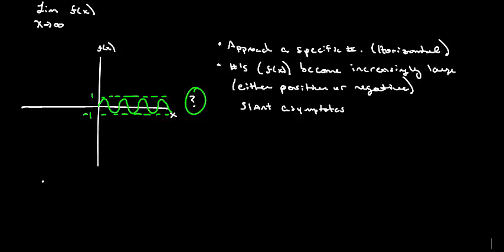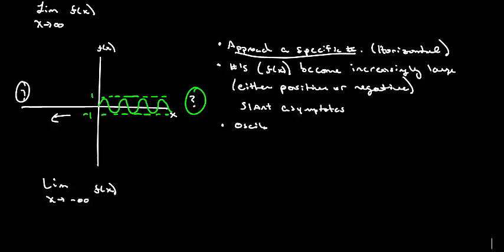Likewise, if we ask something like this, what is the limit as x approaches negative infinity, then we're asking what happens back over in this direction. What do the function values approach? Do they approach a specific number? Or do they just become increasingly large or small? Or do they just oscillate and not actually approach any value?